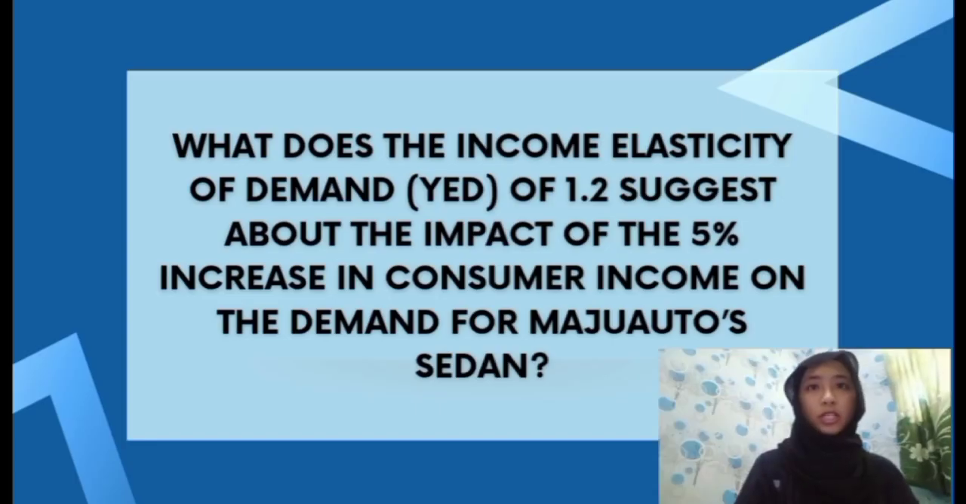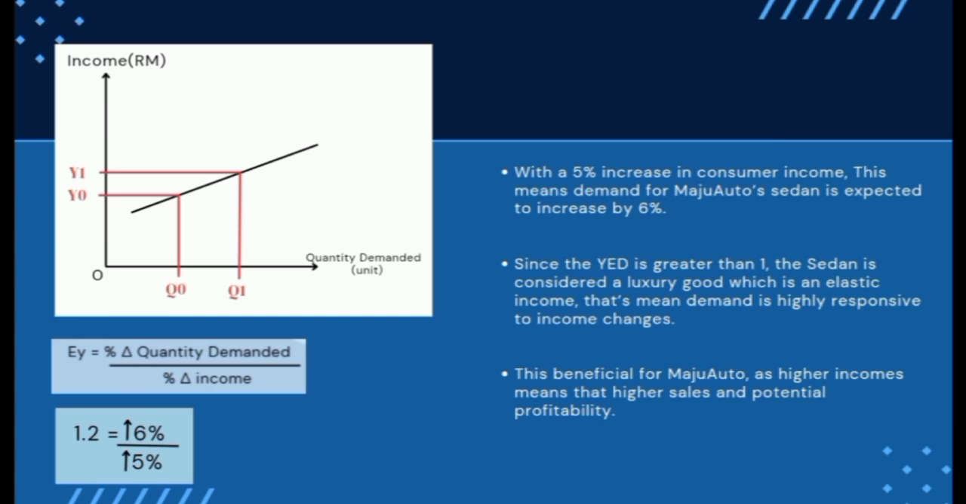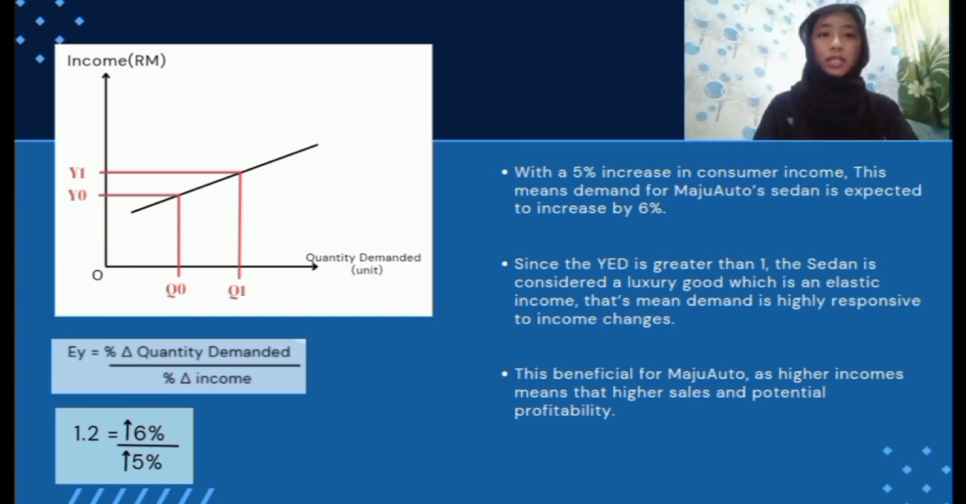So, the next question is, what does the income elasticity of demand of 1.2 suggest about the impact of the 5% increase in consumer income on the demand for Maju Auto sedan? We use the formula, which is income elasticity equal to percentage change in quantity demanded divided by percentage change in income. So the income elasticity is 1.2.